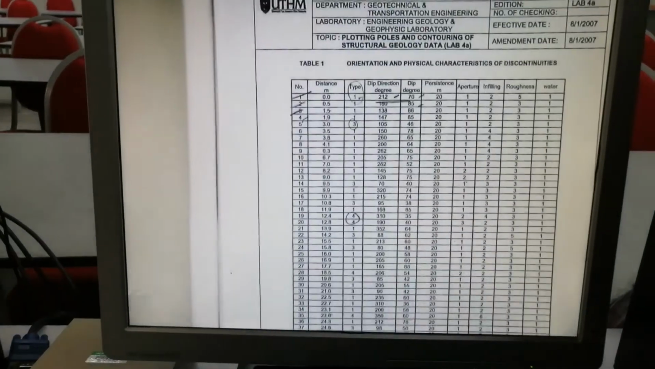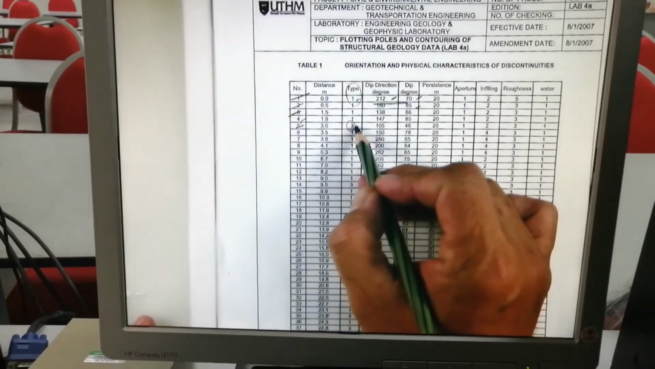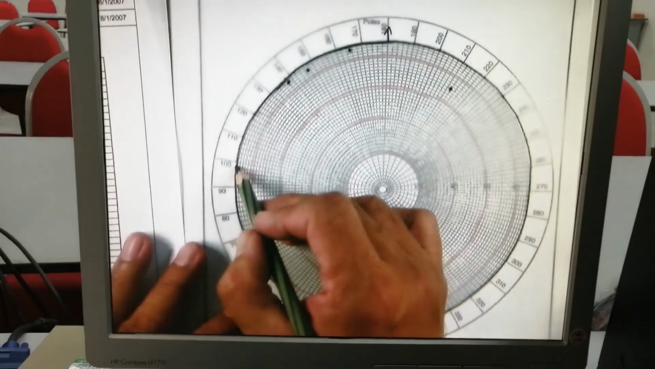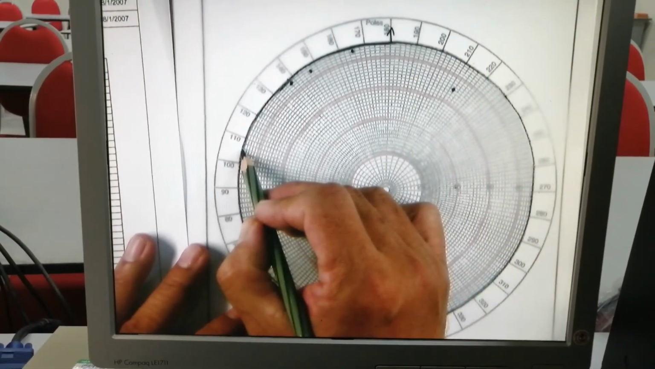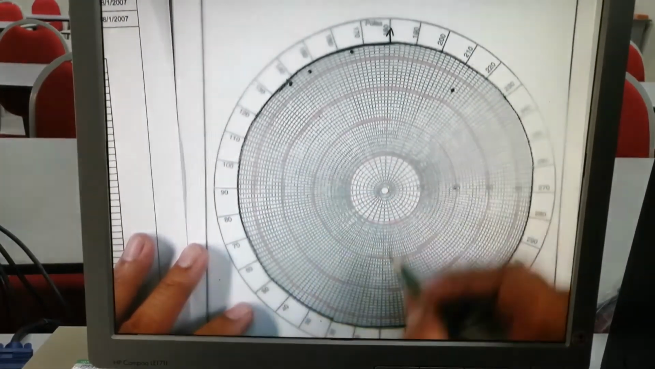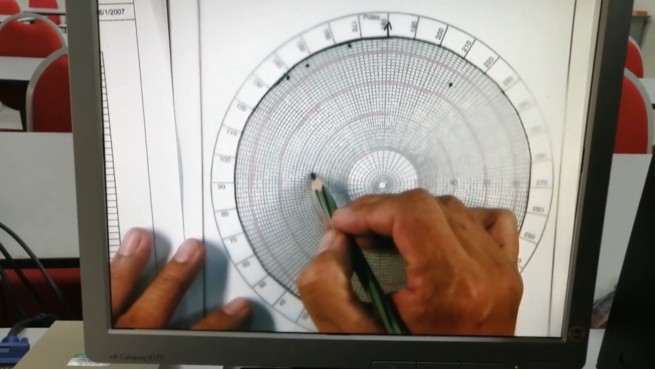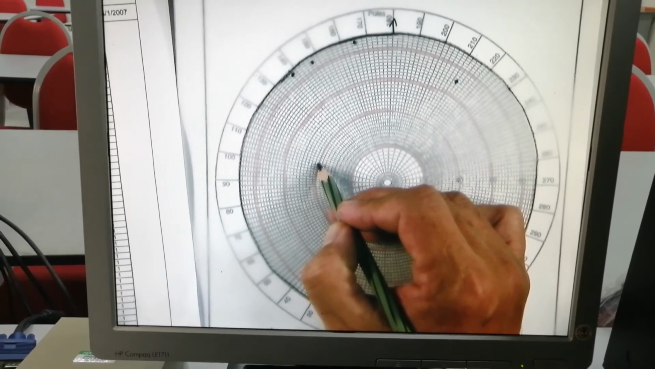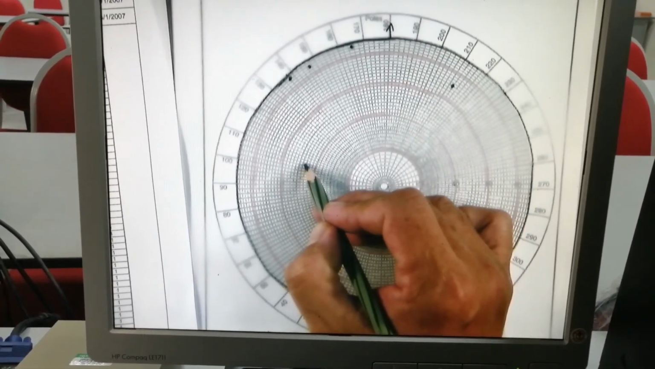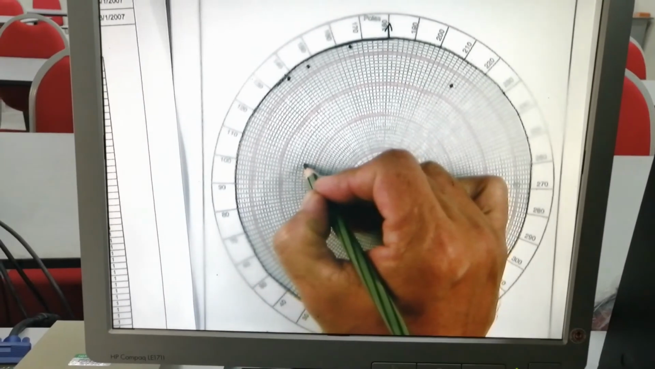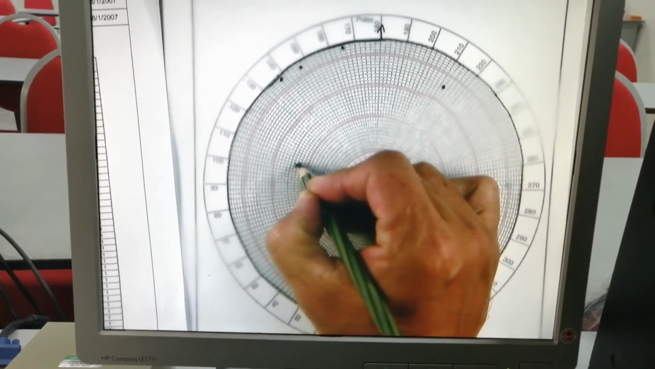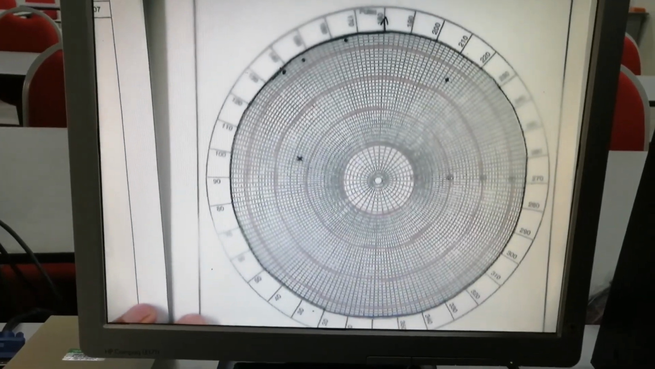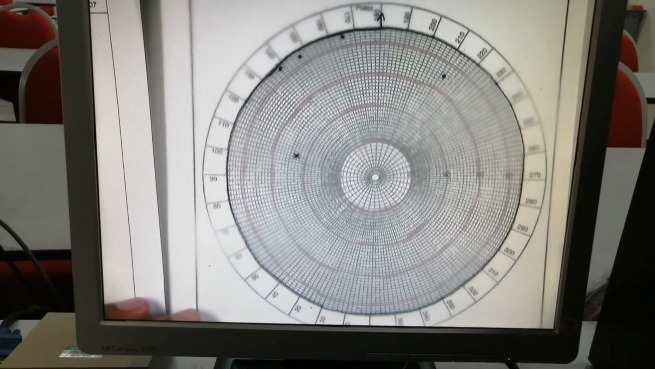And then the fifth data is type 3, foliation, 105, 46. 105 here, 46 is here. Okay, this is your legend for foliation. So you have to continue your plotting until 120 data.